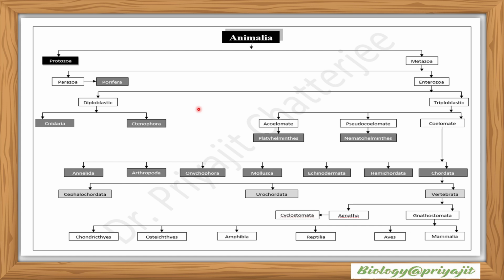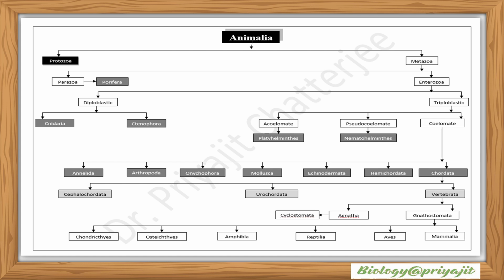Under the Diploblastics, there are 2 phyla, Cnidaria and Ctenophora, and under the triploblastic, there are 3 groups, Acoelomate, Pseudocoelomate, and Coelomate. Acoelomate phylum is Platyhelminthes, Pseudocoelomate phylum is Nemathelminthes, and there are 7 phyla under the Coelomata like Annelida, Arthropoda, Onychophora, Mollusca, Echinodermata, Hemichordata, and Chordata. We further categorize Chordata into 3 subphyla: Cephalochordata, Urochordata, and Vertebrata. And the Vertebrata can be again divided into 2 groups on the presence or absence of jaws. First group is the Agnatha, which includes Cyclostomata. Agnatha means A means absence and Gnatho means jaw, so they have no jaw-like structure.